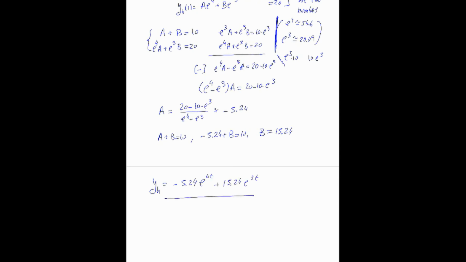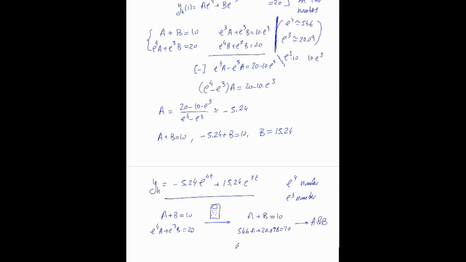There's nothing else to be scared of. e to the 4 is a number. e to the 3 is a number. So you can handle them like numbers. If you prefer, here where you have a plus b equals 10, and e to the 4a plus e to the 3b equals 20, you could have used your calculator and computed what e to the 4 and e to the 3 are, and you get a plus b equals 10, and 54.6a plus 20.09b equals 20, and you could have solved for a and b as before.